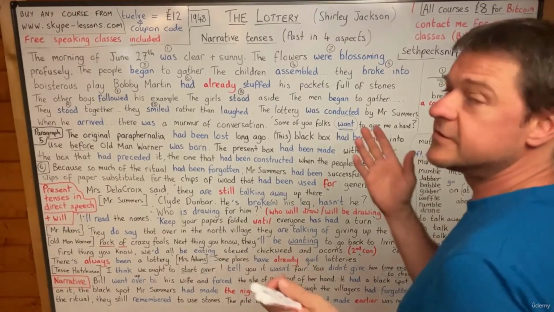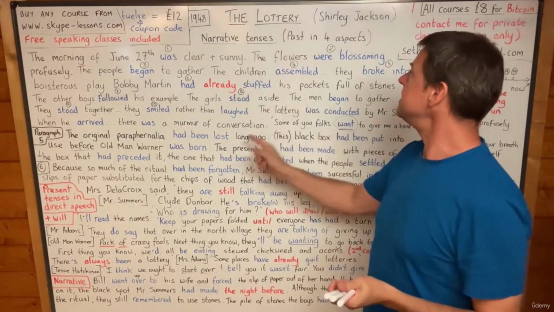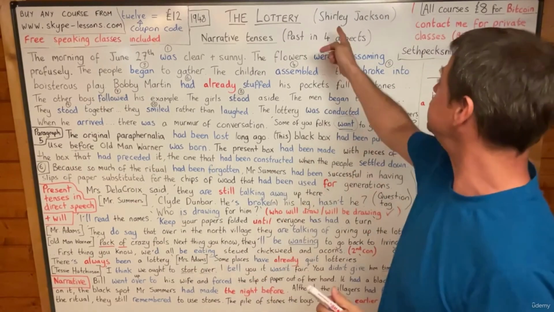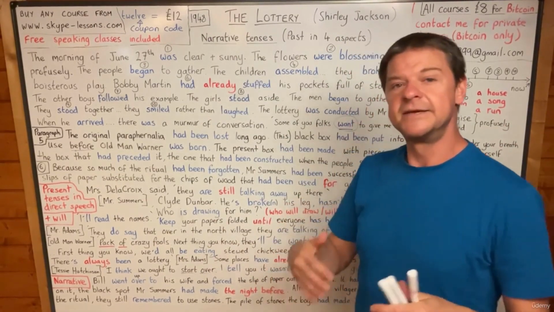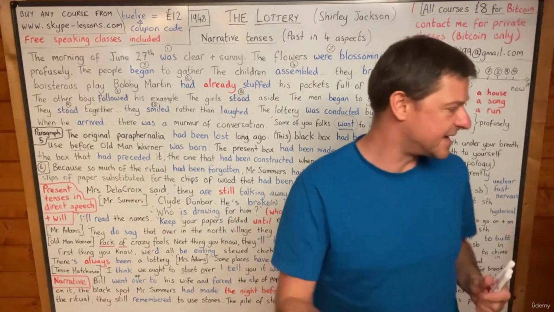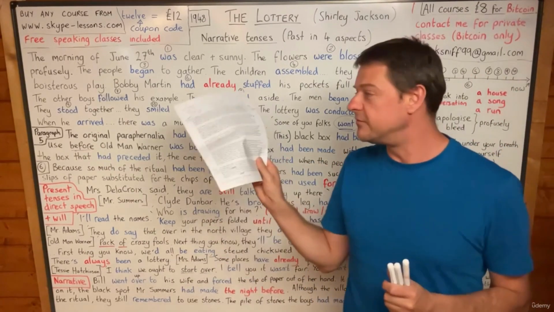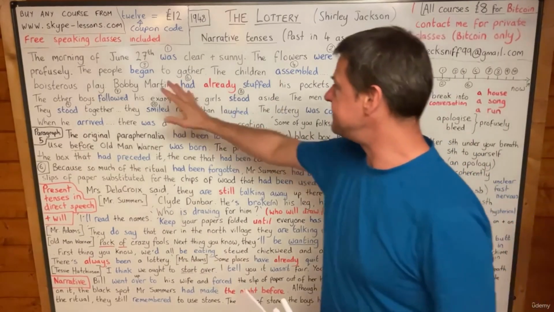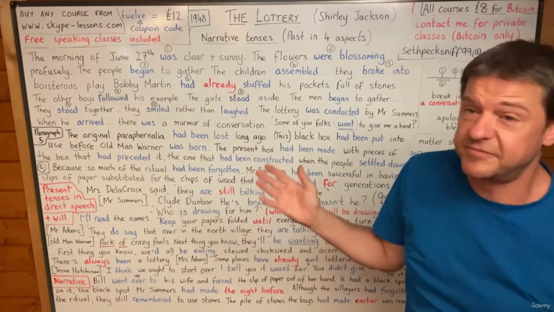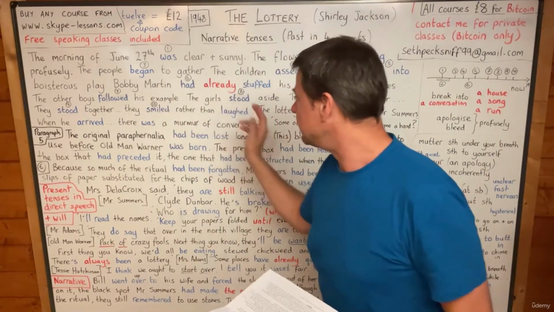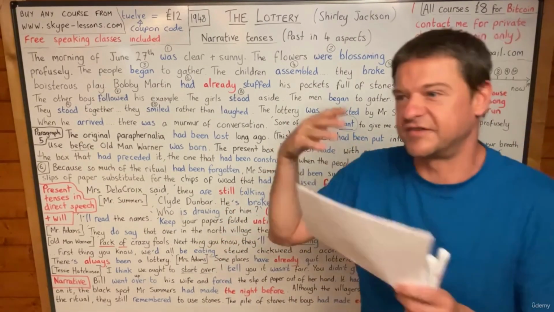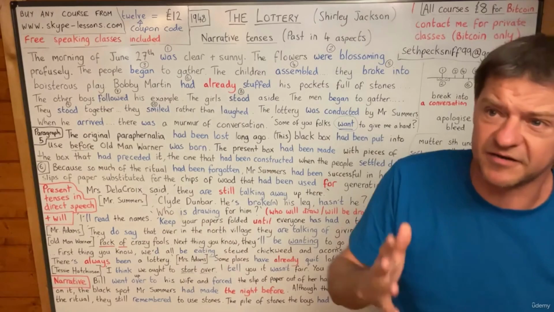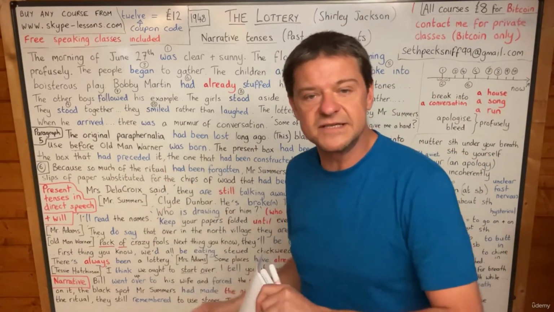Okay, welcome everybody to this class on The Lottery, an interesting short story by Shirley Jackson that was published in 1948. And I really want to focus on the tenses in this story. I've gone through it and I've put the main verbs in blue so that you can see easily what tense it is, whether it's past simple, past continuous, past perfect simple or past perfect continuous.